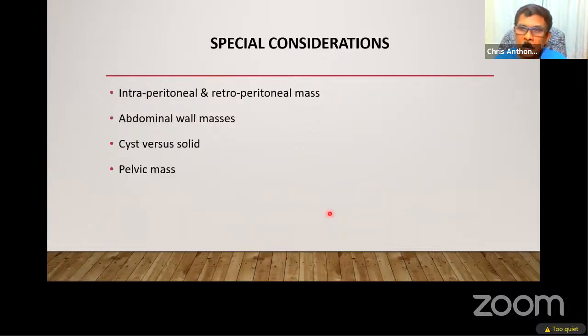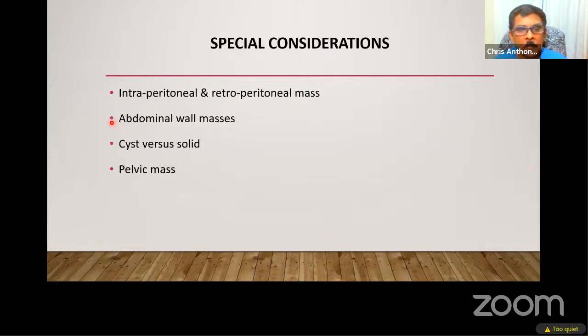Okay, what are the special considerations of mass? I told you, intraperitoneal and retroperitoneal masses, you must know how to differentiate between these two. Intraperitoneal masses are covered with the peritoneum. Usually they are more mobile, they are in a large cavity. Retroperitoneal masses, on the other hand, are less mobile, especially with respiration and also on palpation.